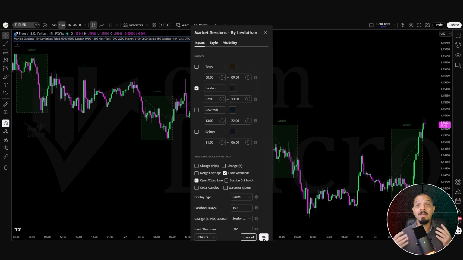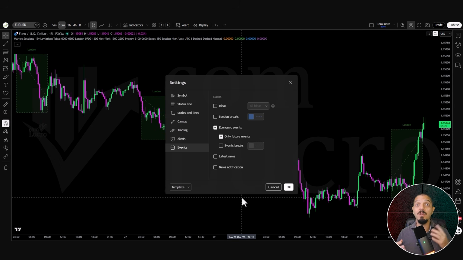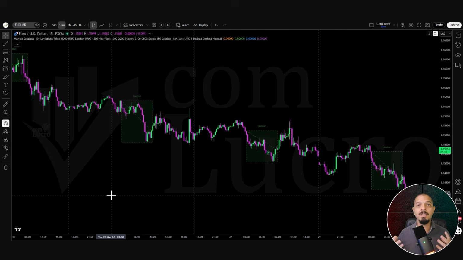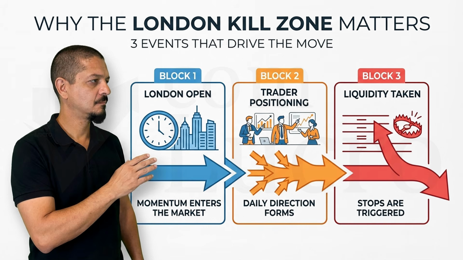Next, we also need to enable the period separator on TradingView. Simply right-click on the chart, go to Settings, open the Events tab, and activate Session Breaks. This will display vertical lines that divide each trading day, making it easier to read the structure. So, now that you know how to mark it, let's talk about why this kill zone is so important.